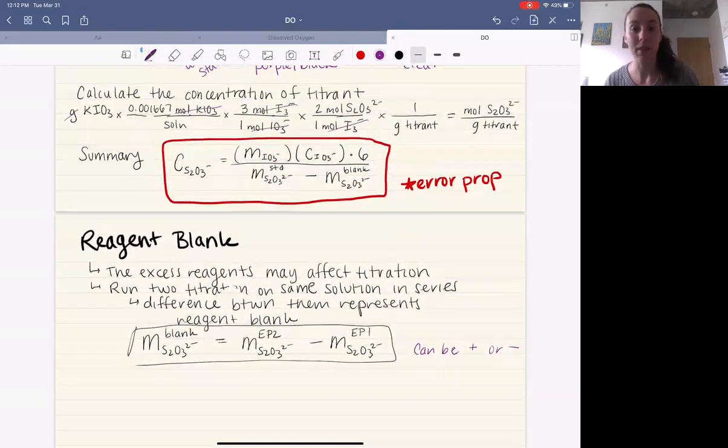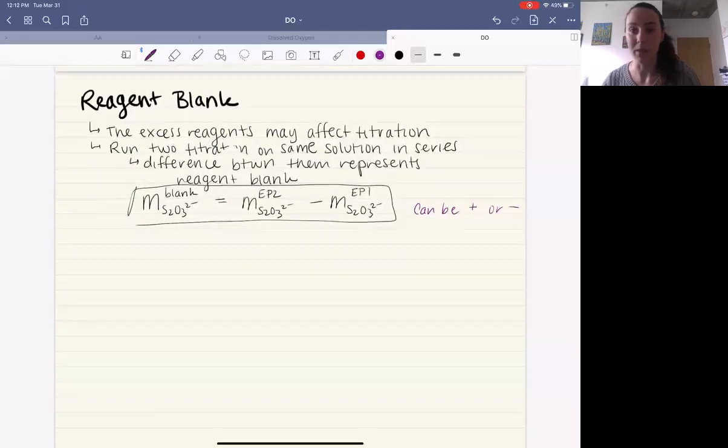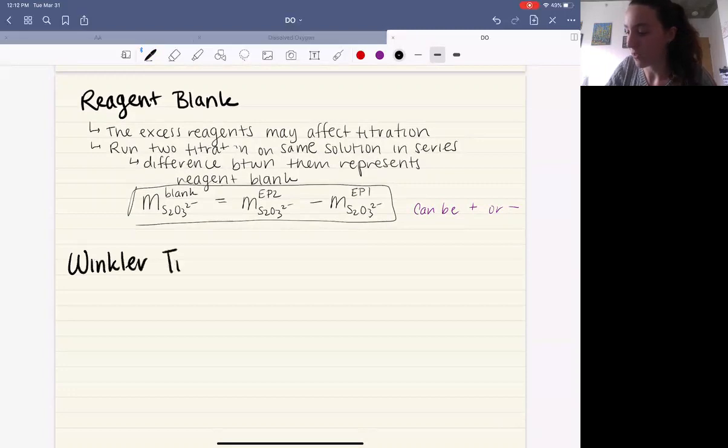Okay, so at this point, we've standardized our titrant. Now we know what concentration it is. Now that means we can go and do our real titration where we're determining the dissolved oxygen. Okay, Winkler titration.